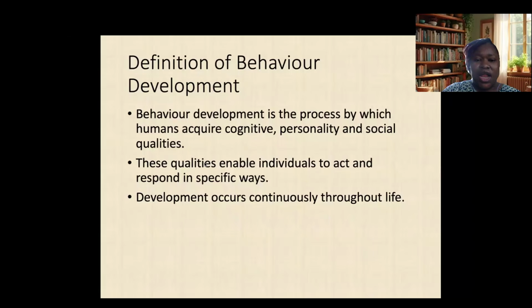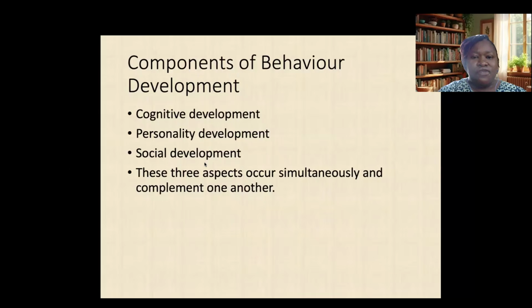What are the components of behavior development? We have the cognitive component, we have the personality, and we have the social development. These three components occur simultaneously, that is, they complement one another. Cognitively, maybe when you were in primary one, you were so lazy and your teacher would have to flog you to write your letters. Maybe also at that level, personality, you were always shy because they beat you at all times. And socially, you didn't even talk to anyone.